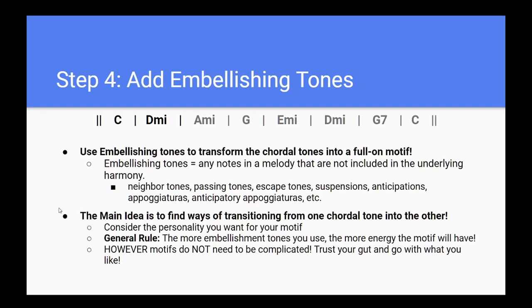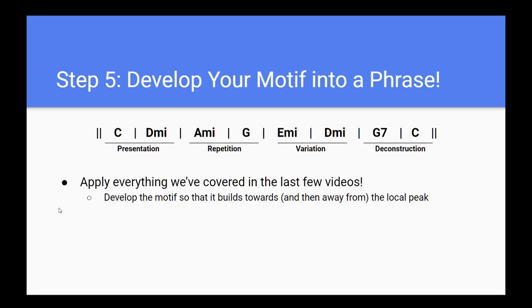While you're adding embellishing tones, you can also adjust the rhythm of your motif to better shape the personality of your music. Once you're ready and have a strong motif that you want to work with, the last step is to apply what you've learned in the previous videos. Use your motivic statements to first build towards the local peak of the phrase, and then back away from it. Let's take a look at how this process might look in real time.